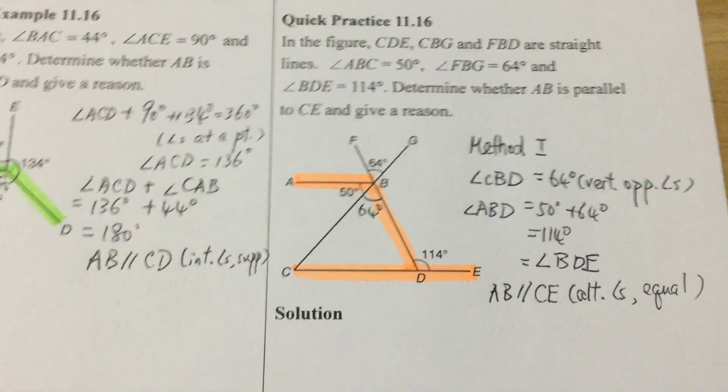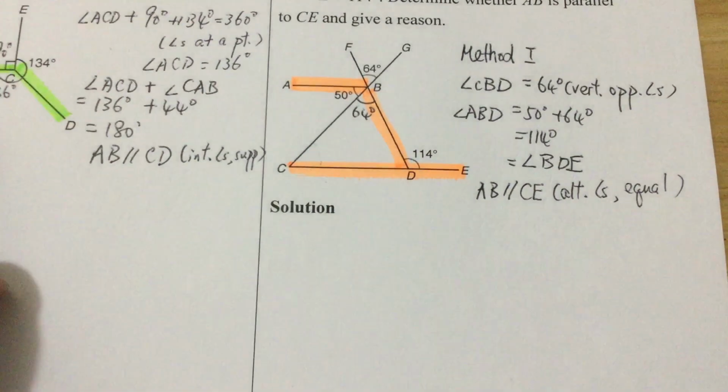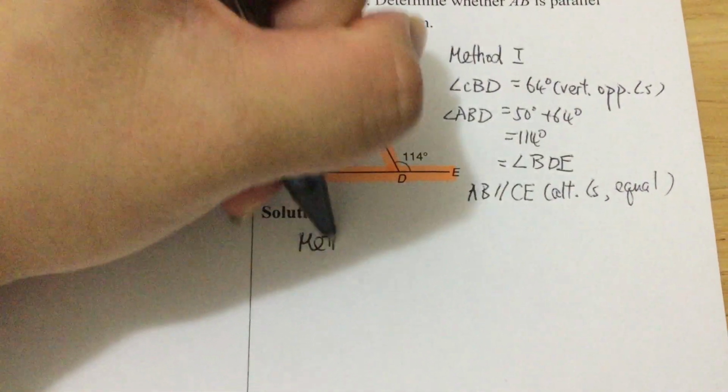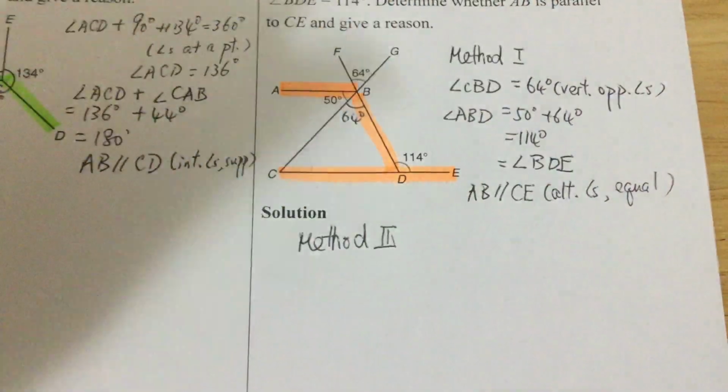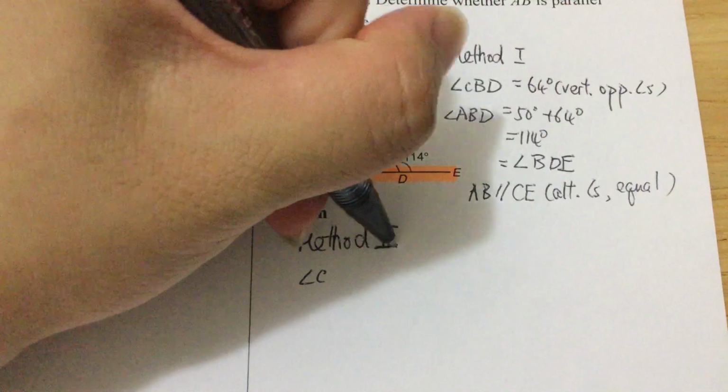Okay, now I will go to method 2. We are going to show that this one is 50 degrees. So what can we do? We know that we must write down this one is 64 once again. So this is method 2. Once again, we must find out the 64. So this is method 2, not method 3.